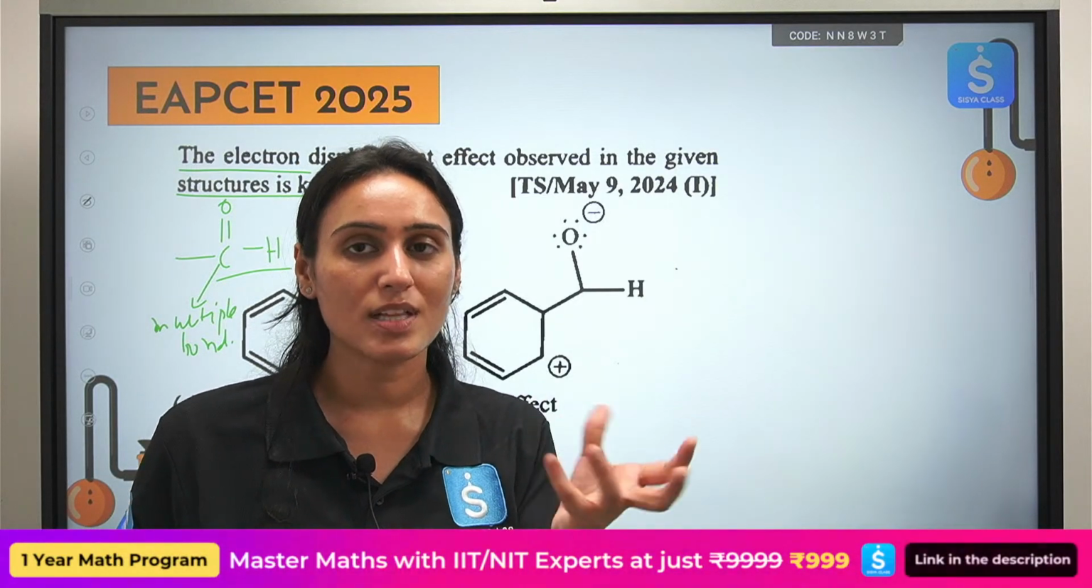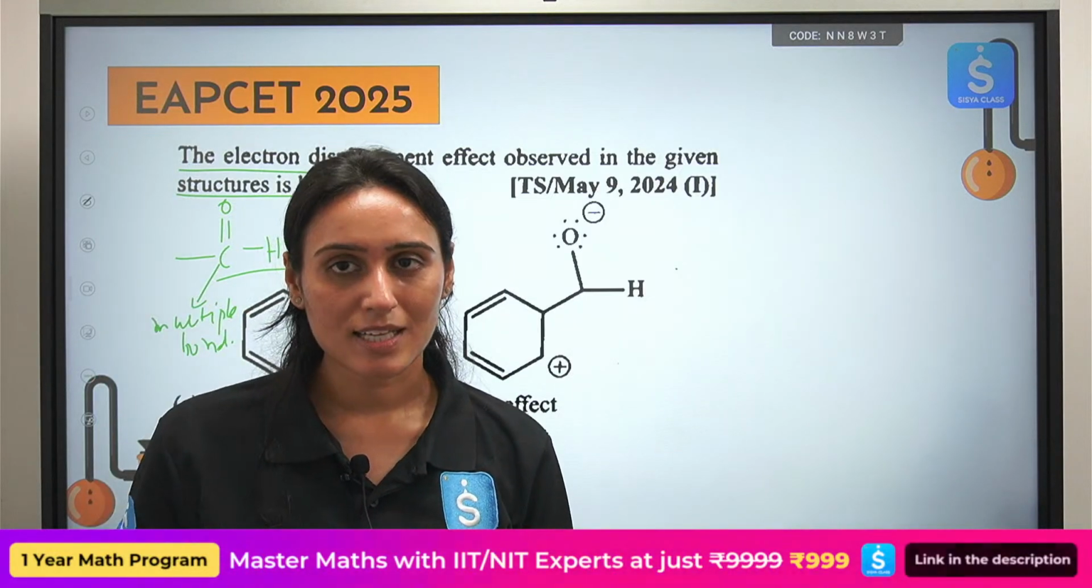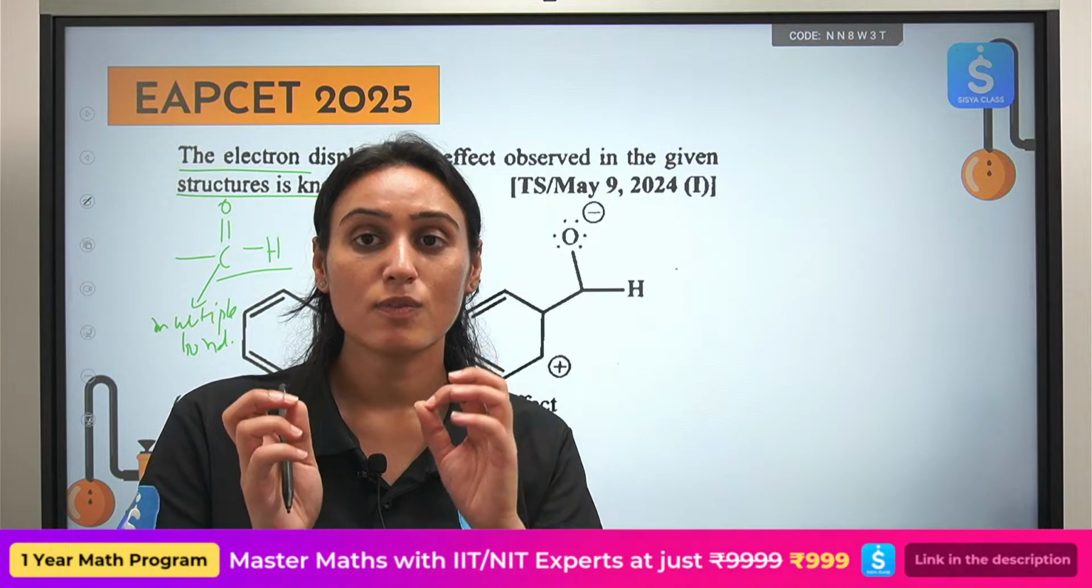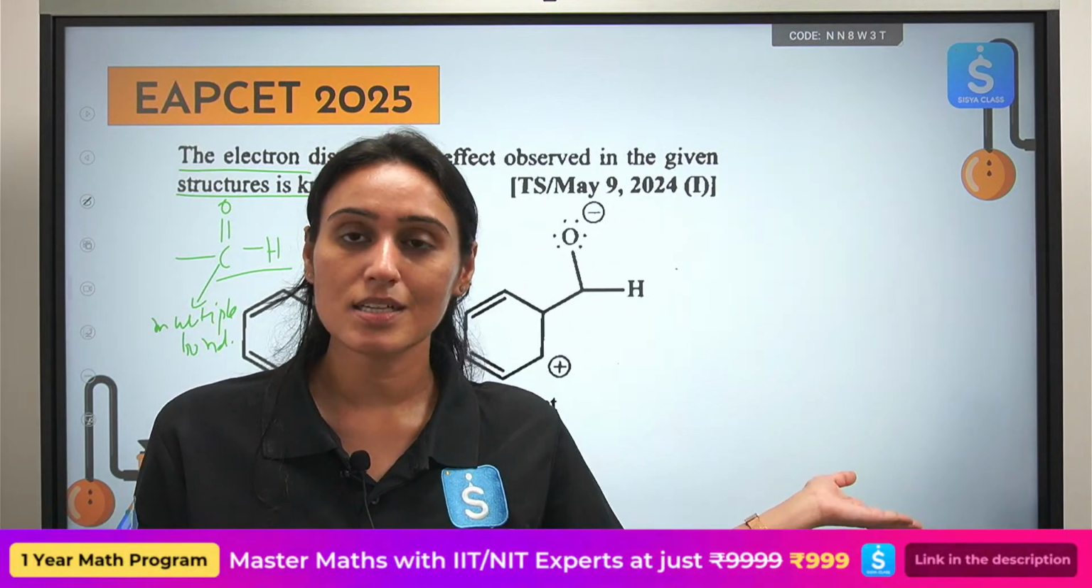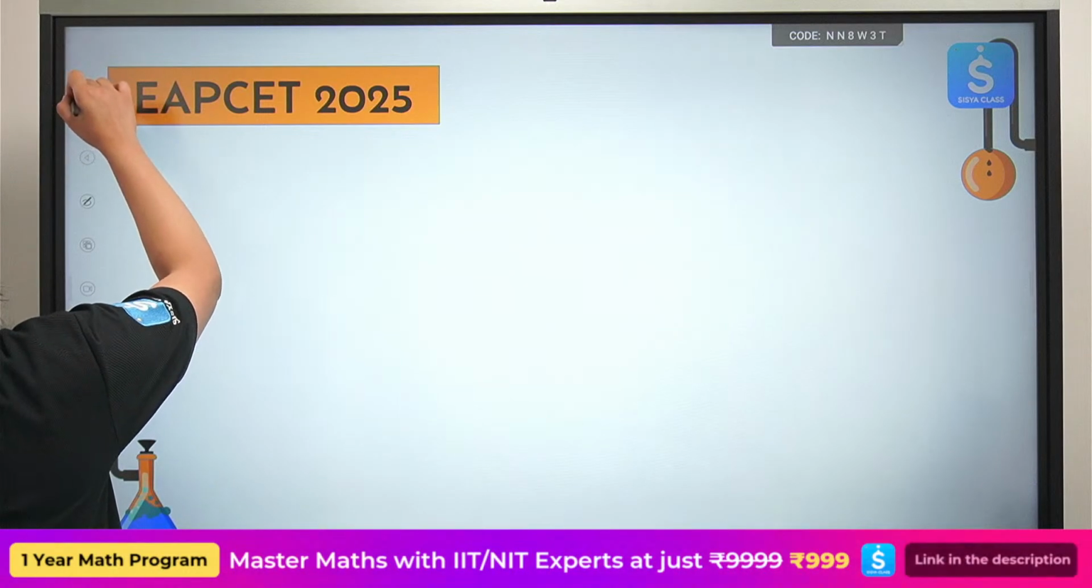You just have to visualize what is happening. A multiple bond is present. A multiple bond between a less electronegative and a more electronegative atom will lead to an electron withdrawing effect, that is, minus R effect in this case. Okay, this was simple.